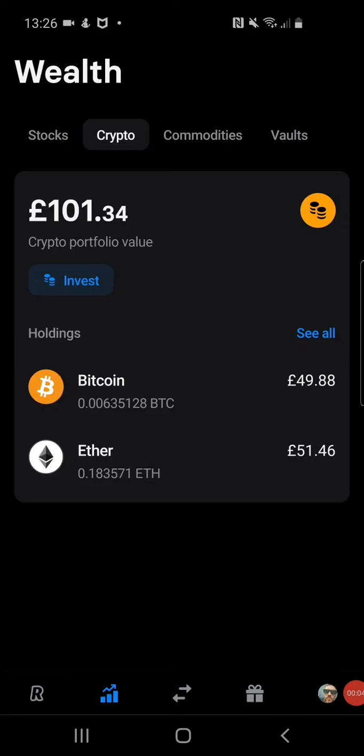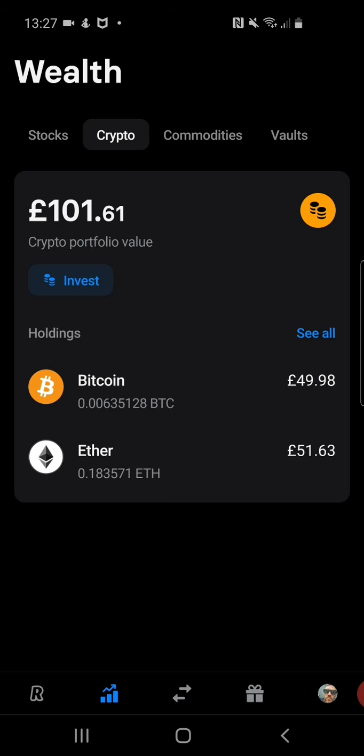In this video I want to talk through the crypto wealth service option on Revolut. So what you can see here is the crypto part of the Revolut app. To get into the wealth services, you just click on the little graph at the bottom of the screen. That takes you into the wealth area where you have the stocks, crypto, commodities and vaults. So today we're going to look in a bit more detail at the crypto part of the app.